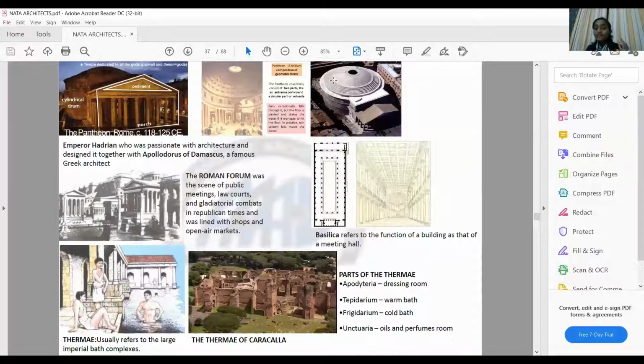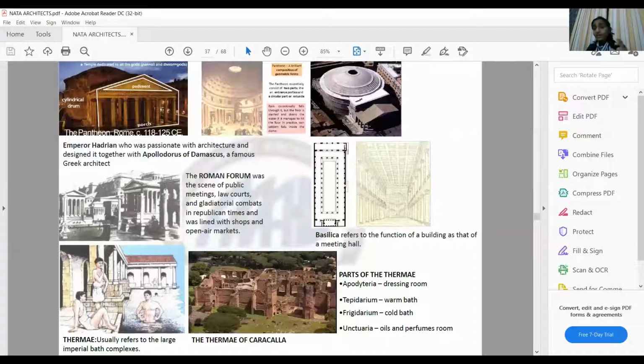And these people had these Roman forums, mainly for public meetings, law courts, etc. The meeting area of the Greeks was referred to as the agora. So here it is referred to as the Roman forum. And then the administrative buildings were referred to as the basilicas. That led to the design of the Christian churches as seen even today. They also had these bath complexes, which were referred to as the thermae. An example is the thermae seen in Caracalla.